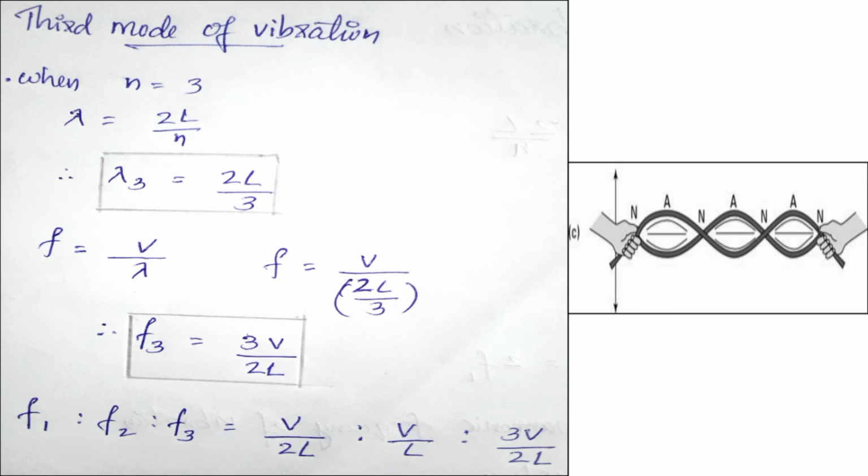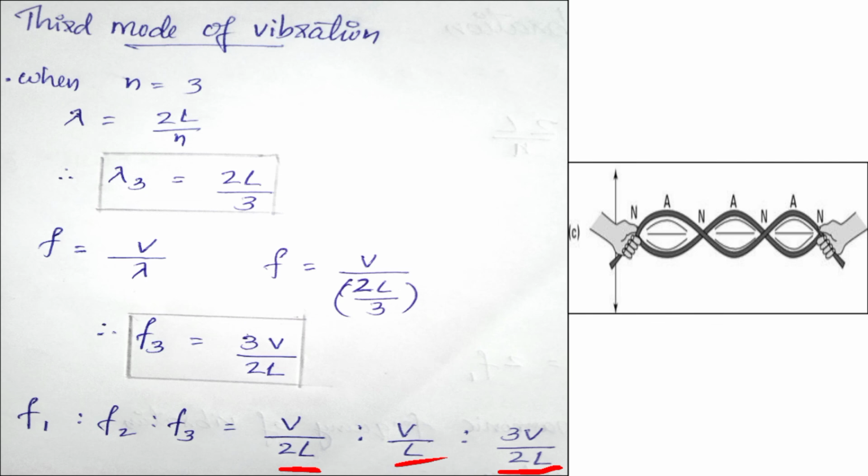Then it is clear that when the string vibrates in a single loop, we get the fundamental frequency, which is v by 2L. In the next case, when the string vibrates in two loops, the frequency produced is twice the fundamental frequency. And when the string vibrates in three loops, it will be thrice the fundamental frequency. Therefore, F1 is to F2 is to F3 is equal to v by 2L is to v by L is to 3v by 2L. That is 1 is to 2 is to 3.